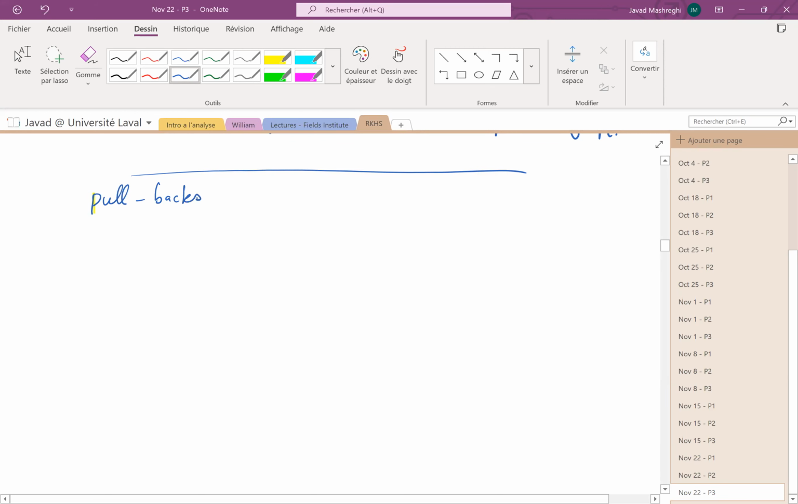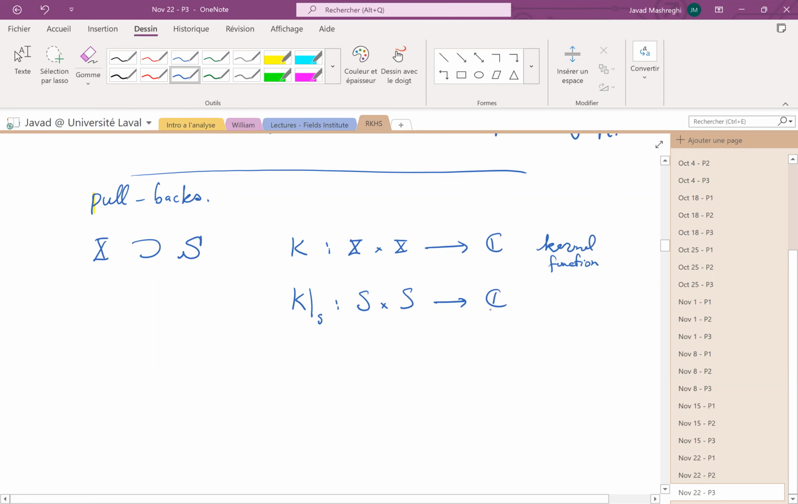So, pullbacks. Well, assume that X is a set, and we consider a subset S of X. If K from X times X to C is given and is a kernel function, then we may consider the restriction of, let's call it, K restricted to S. What can we say about this?